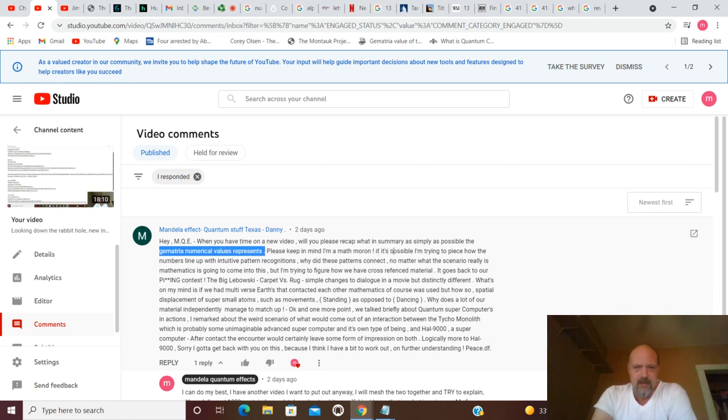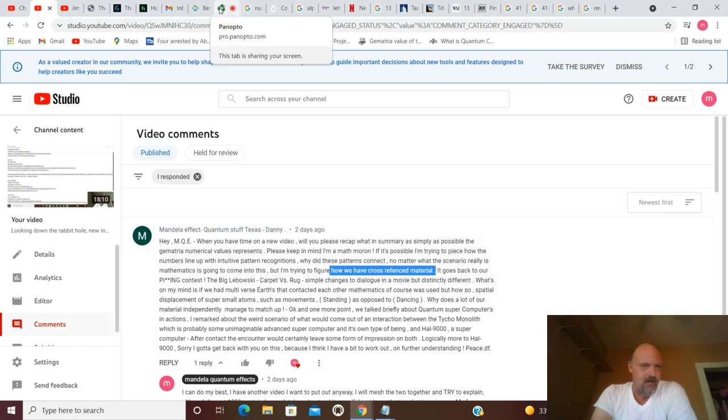If it's possible, I'm trying to piece together how numbers line up with the intuitive pattern recognitions. Why did these patterns connect? And he's trying to figure out how we have cross-referenced material. All right. Well, I tried to get too technical and ended up putting out something I had to retract.